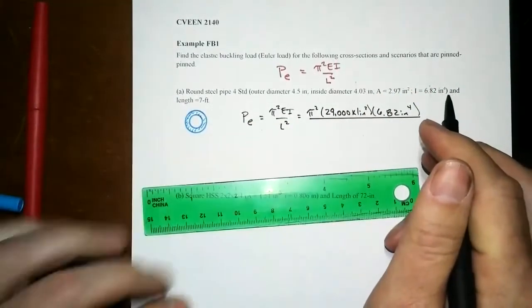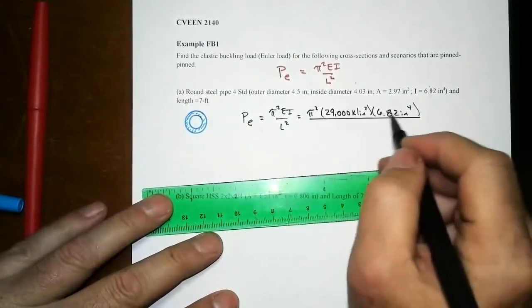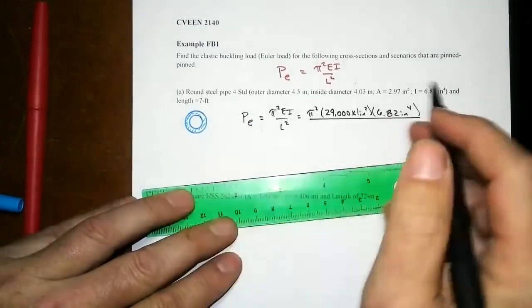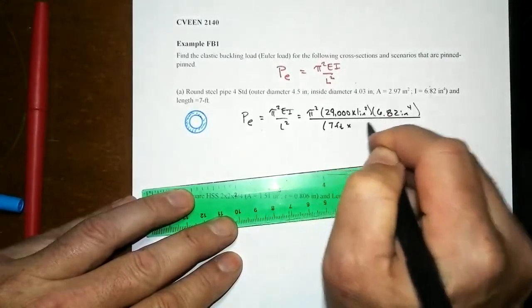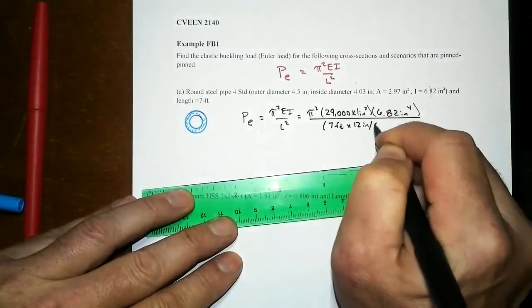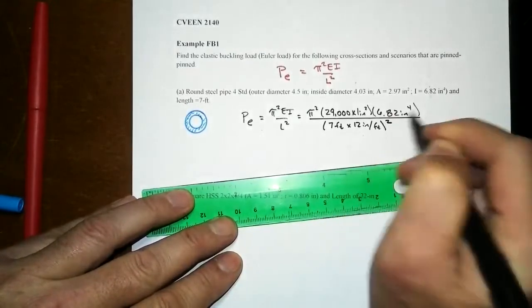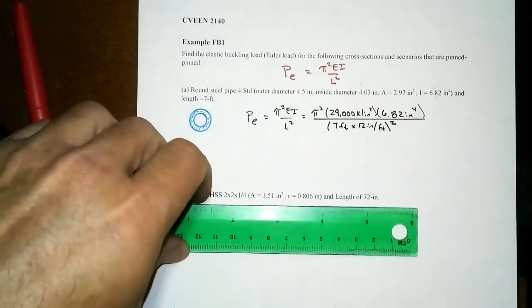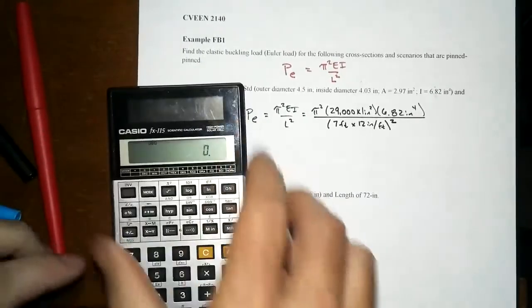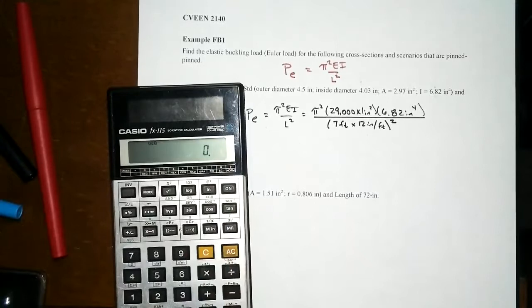Now I'm going to divide by a length squared, but notice we have inches in the top. We have a length of 7 feet, so we need to turn that into inches. Don't forget to square that. That's a common mistake, to not square that. We're sensitive to 1 over the length squared. That's a pretty big deal there.